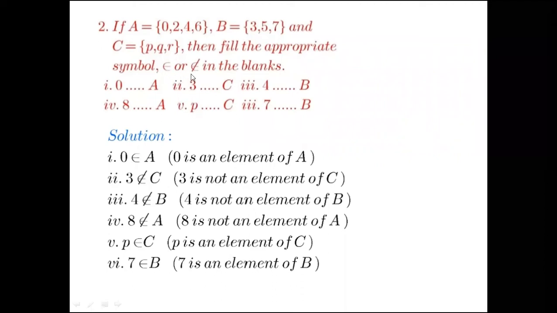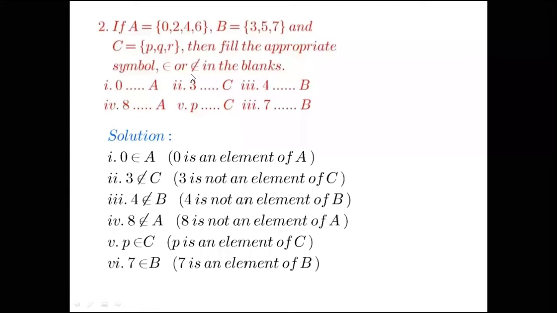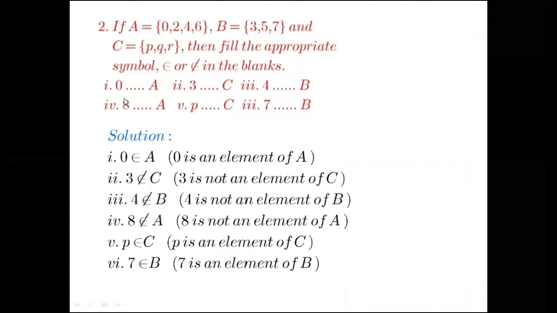So if that particular element is not there in the set, then we'll write it as does not belong to. Here the first Roman is 0 belongs to A. Why have we written so? Because 0 is an element of A. If you see the set A, 0 is present in that particular set. So we can say that 0 belongs to A.